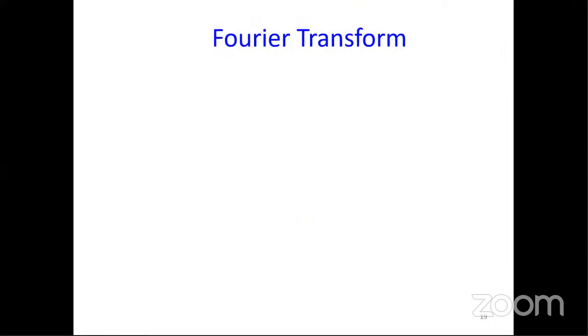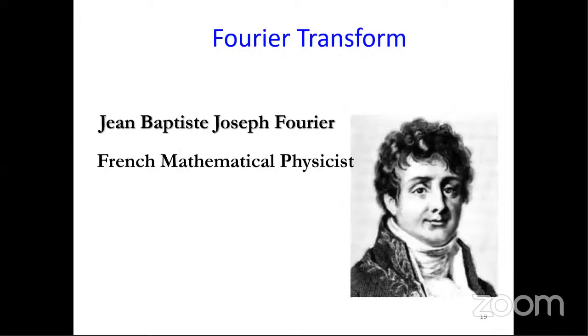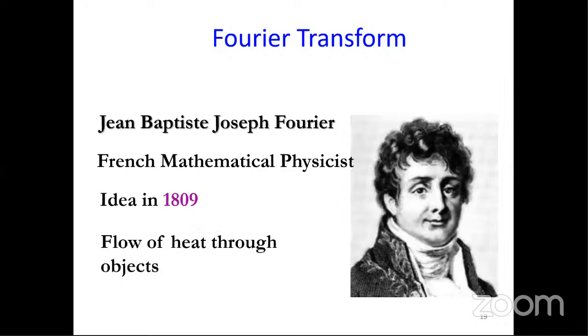Now we will start the discussion with respect to Fourier transform. It was given by Jean-Baptiste Joseph Fourier in the year 1809, roughly around 200 years back. He gave this idea that any periodic signal can be represented in terms of simple sine and cosine waveforms. That is the fundamental idea behind Fourier series.